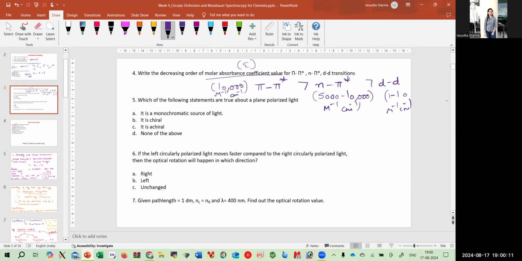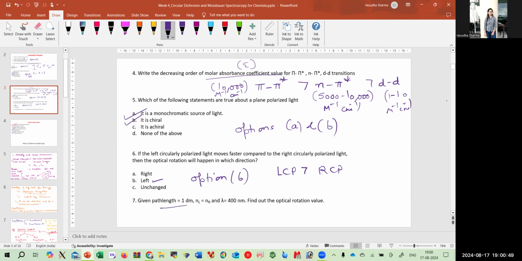Which of the following statements are true about plane polarized light? It is a monochromatic source, yes. It is chiral actually because of the RCP and LCP, which makes it chiral, as they both move in different directions. So options A and B. Next, if the left circularly polarized light moves faster compared to the right one, in which direction will the optical rotation happen? We know that LCP is greater than RCP, therefore it would be in the left direction. So the option is B.